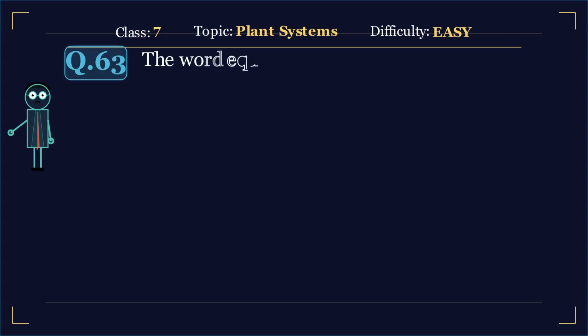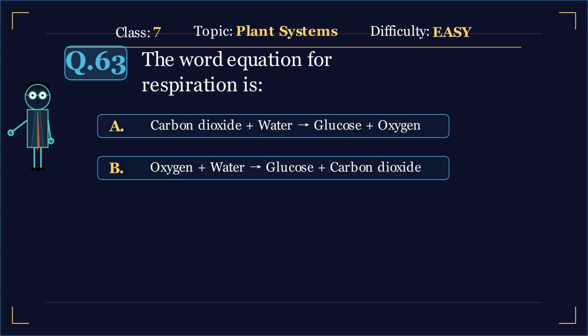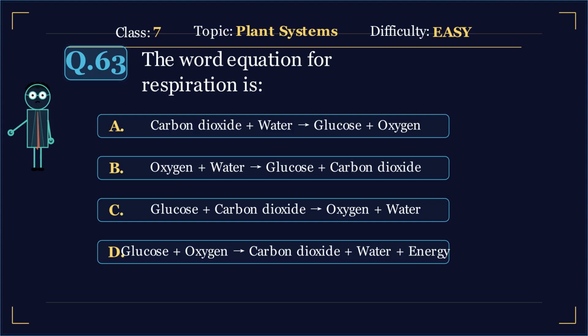Question 63. The word equation for respiration is. Option A, carbon dioxide plus water, right pointing arrow, glucose plus oxygen. Option B, oxygen plus water, right pointing arrow, glucose plus carbon dioxide. Option C, glucose plus carbon dioxide, right pointing arrow, oxygen plus water. Option D, glucose plus oxygen, right pointing arrow, carbon dioxide plus water plus energy.